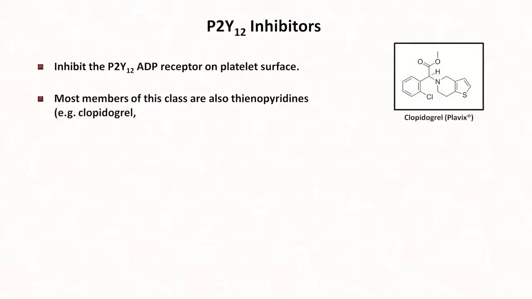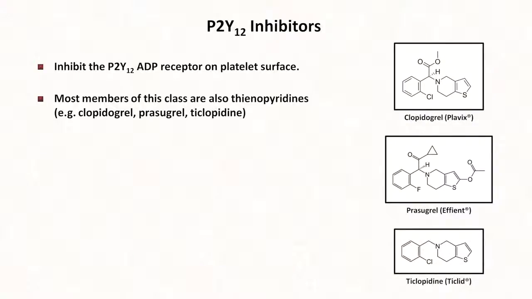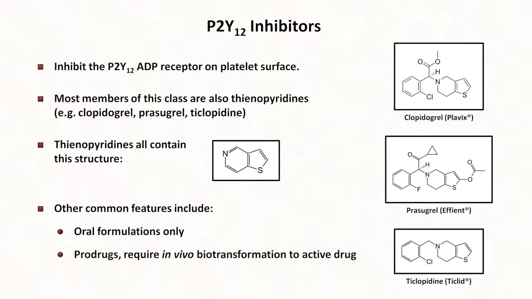These include clopidogrel, commonly known by the brand name of Plavix, prasugrel, which is occasionally known by its brand name of Effient, and the rarely used ticlopidine. Thienopyridines are all based upon this structure. Other common features of the thienopyridines include oral formulations only. They are all prodrugs, which require in vivo biotransformation into the active drug, and they all irreversibly inhibit platelet aggregation.